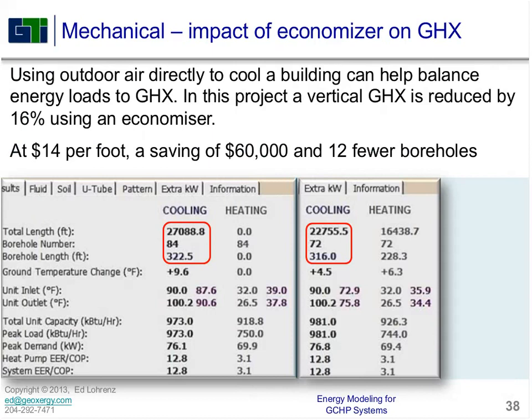The impact made on this specific building is about 5,000 or 5,500 feet of drilling. Cost of $14 per foot, $60,000, 12 fewer boreholes that you need to find room on the site for. 16% reduction in the use of the ground.